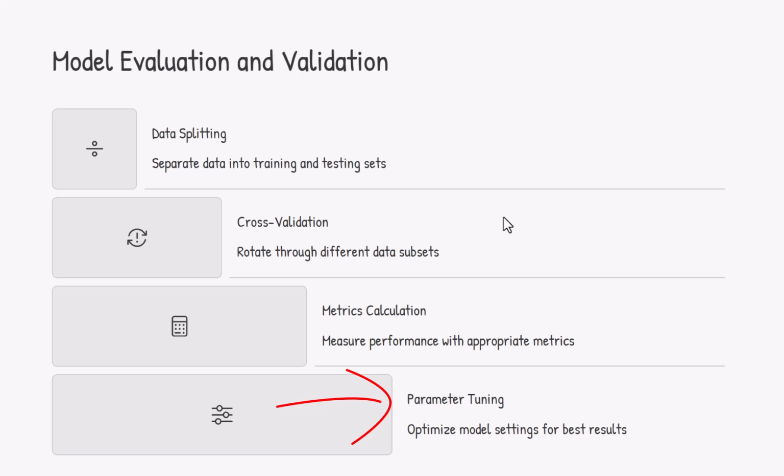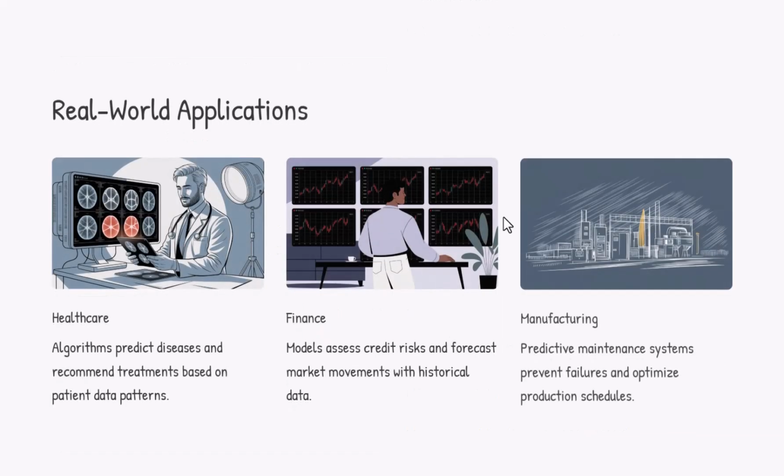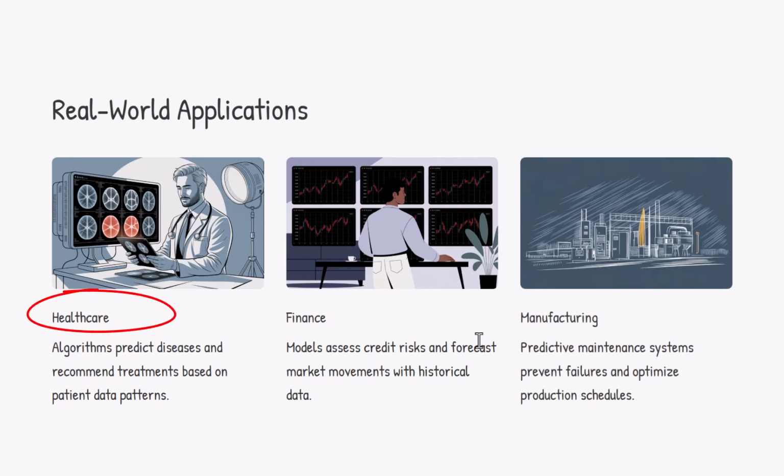Where is supervised learning used? In healthcare, to diagnose diseases early; in finance, for credit scoring or stock predictions; in e-commerce, to forecast customer behavior; in manufacturing, for predictive maintenance. It's all around us, but it's not all sunshine.